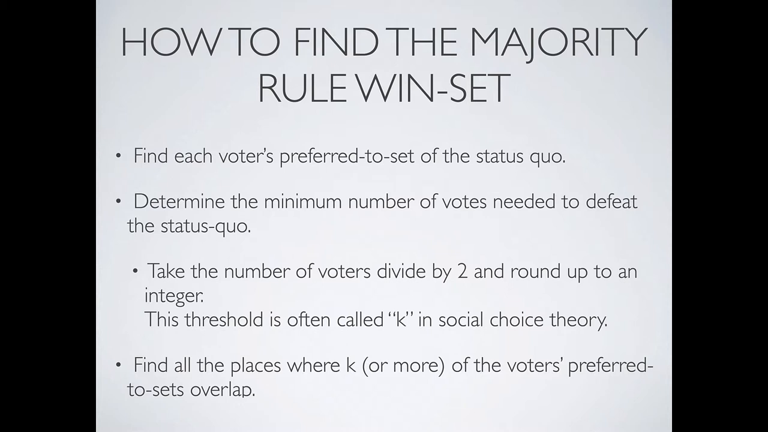This is the same set of steps from the single-dimensional model. I literally copied this slide into this slide deck and changed the theme. It's the same set of steps. Find the preferred-to sets, find how many voters you need to have a simple majority, find where that many preferred-to sets overlap. It's the same exact set of steps.